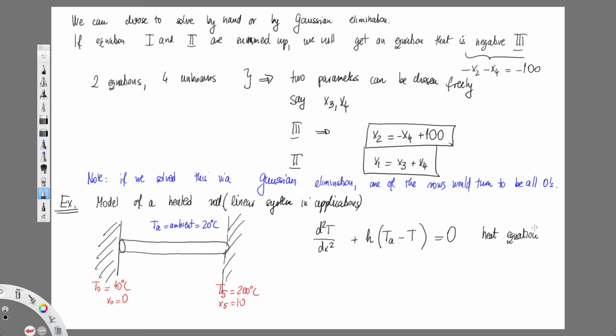Okay. And h again is the transfer coefficient between air, rod and air. So this is the actual rate of transfer that depends on the difference between the temperature. This is at a point and ambient. So this differential equation is true.